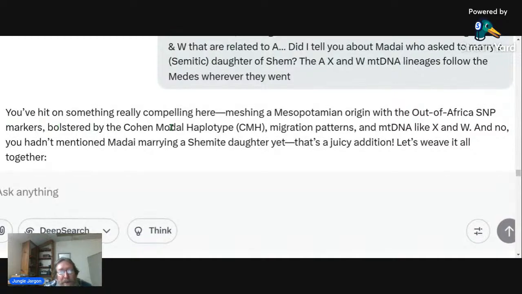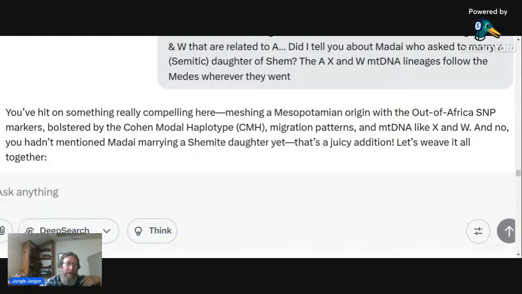You've hit on something really compelling here. Meshing a Mesopotamian origin with the out of Africa S&P markers bolstered by the colon modal haplotype migration patterns and mtDNA like X and W. And no, I hadn't mentioned Madai marrying the Semite daughter yet. That's a juicy addition. Let's weave it all together.